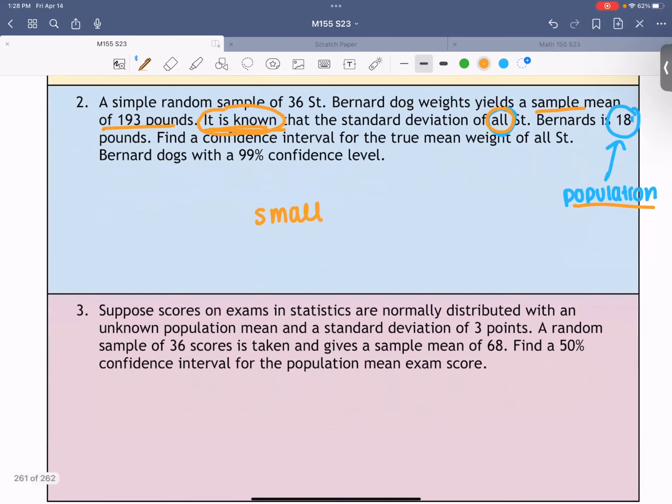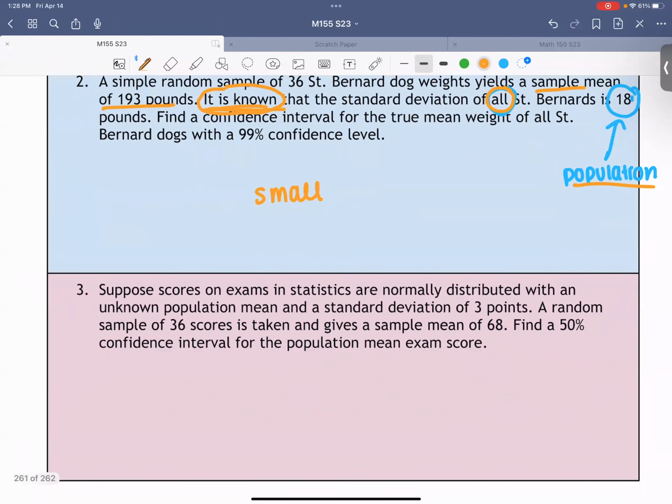All right, let's do number 3. It says suppose scores on exams in statistics are normally distributed with an unknown population mean and a standard deviation of 3 points. We don't have to read any further because it gave us the standard deviation. Okay, who says this is the sample standard deviation? Who says this is the population standard deviation? All right, a couple answered that. Anyone want to explain why? I will tell you, you're right. This is the population standard deviation.